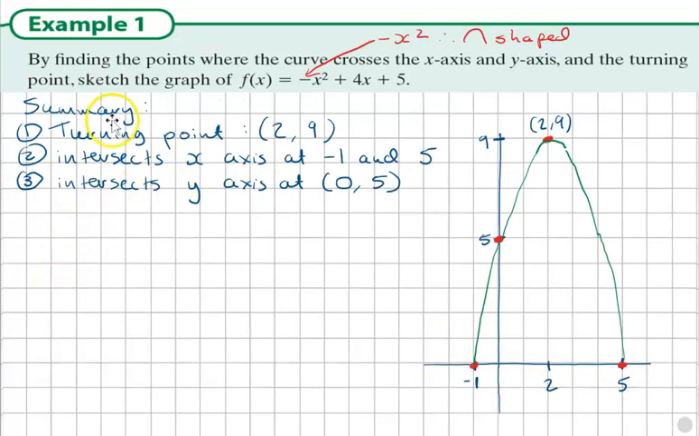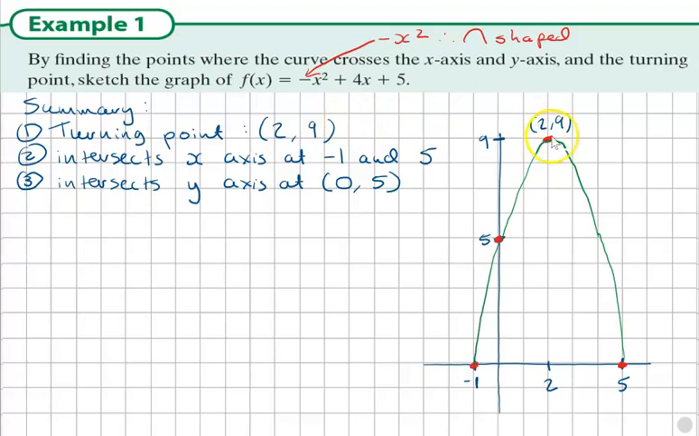To summarize, the turning point we worked out to be 2, 9. We know the curve intersects the x-axis at minus 1 and 5, and it intersects the y-axis at 0, 5. And we know that it is n-shaped because it's a negative x squared. So we draw our graph. This is my x-axis and this is my y-axis. I don't need to go any bigger than 5 and any smaller than minus 1, and on the y-axis, I don't need to go any higher than 9. Then I plot the important points.